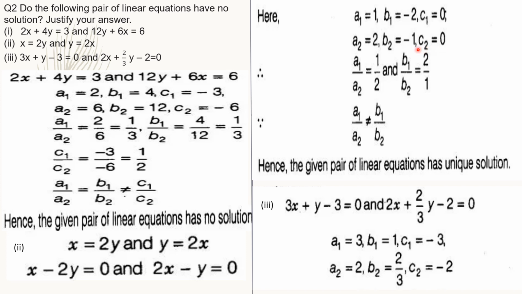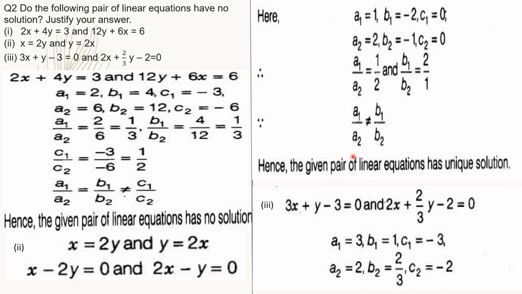Now let us find the ratios of both equations. The ratio a1 upon a2 is equal to 1 upon 2, and b1 upon b2 is equal to 2 upon 1. So when we compare both ratios, we can see that a1 upon a2 is not equal to b1 by b2. This is the condition for a unique solution. When this condition exists, we say that the following pair of linear equations has a unique solution.